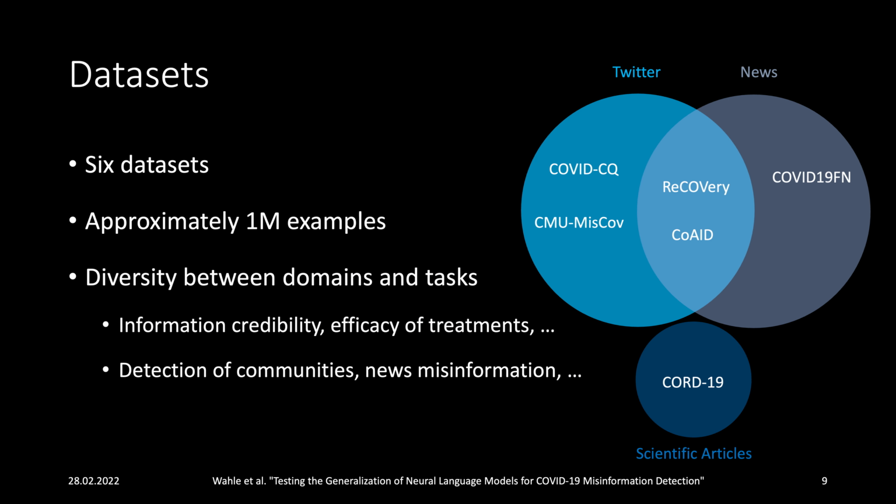The 6 datasets we chose cover a broad range of domains and tasks over approximately 1 million examples. All datasets are either sourcing from Twitter, news, or scientific articles. Detection tasks represented in our dataset include identifying misinformation about treatments or revealing misinformed communities.